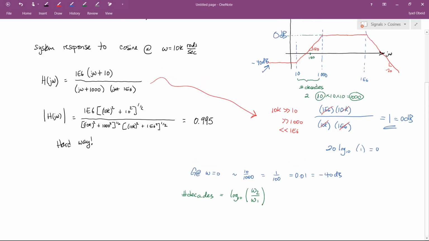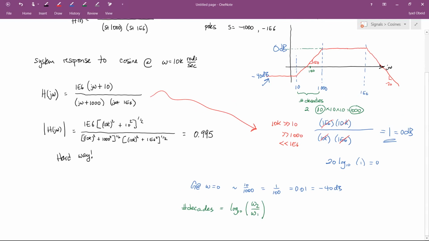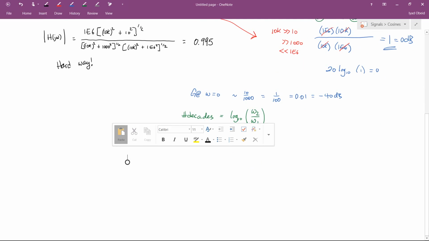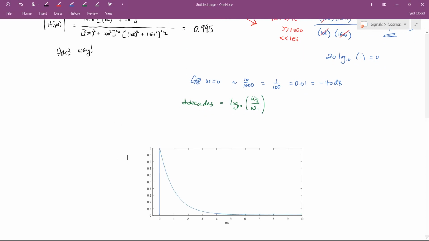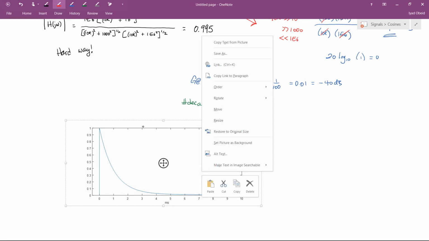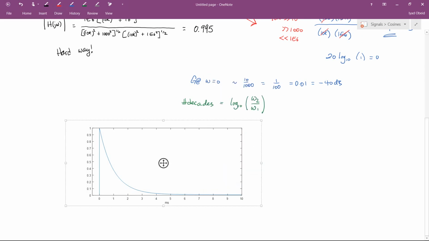The first thing I want to do is look at the step response of this signal. I've actually calculated the step response ahead of time, and this is what it looks like. Okay, this is the step response for this signal. And I want you to notice something. The first thing I want you to notice is that it doesn't oscillate. So you'll notice there's nothing here that looks like that. There's no oscillation.